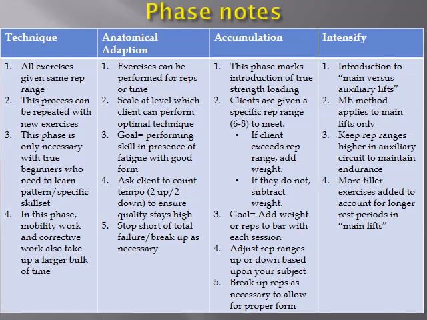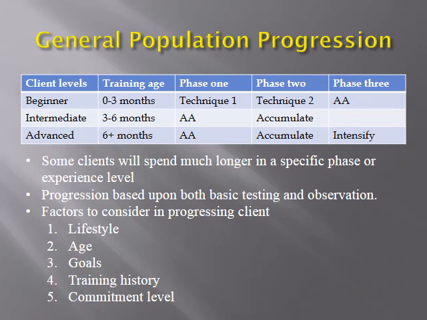We want to keep the rep ranges high in our auxiliary circuit simply because we want to maintain some endurance. We're using a mixed template in the sense that just because the phase is called strength or intensify doesn't mean that that's all we're working on. That just means that that's the theme of the phase. So we still want to maintain our endurance, and we do that by using these auxiliary lifts to maintain that quality. We also use more filler exercises to account for rest periods in our main lifts.